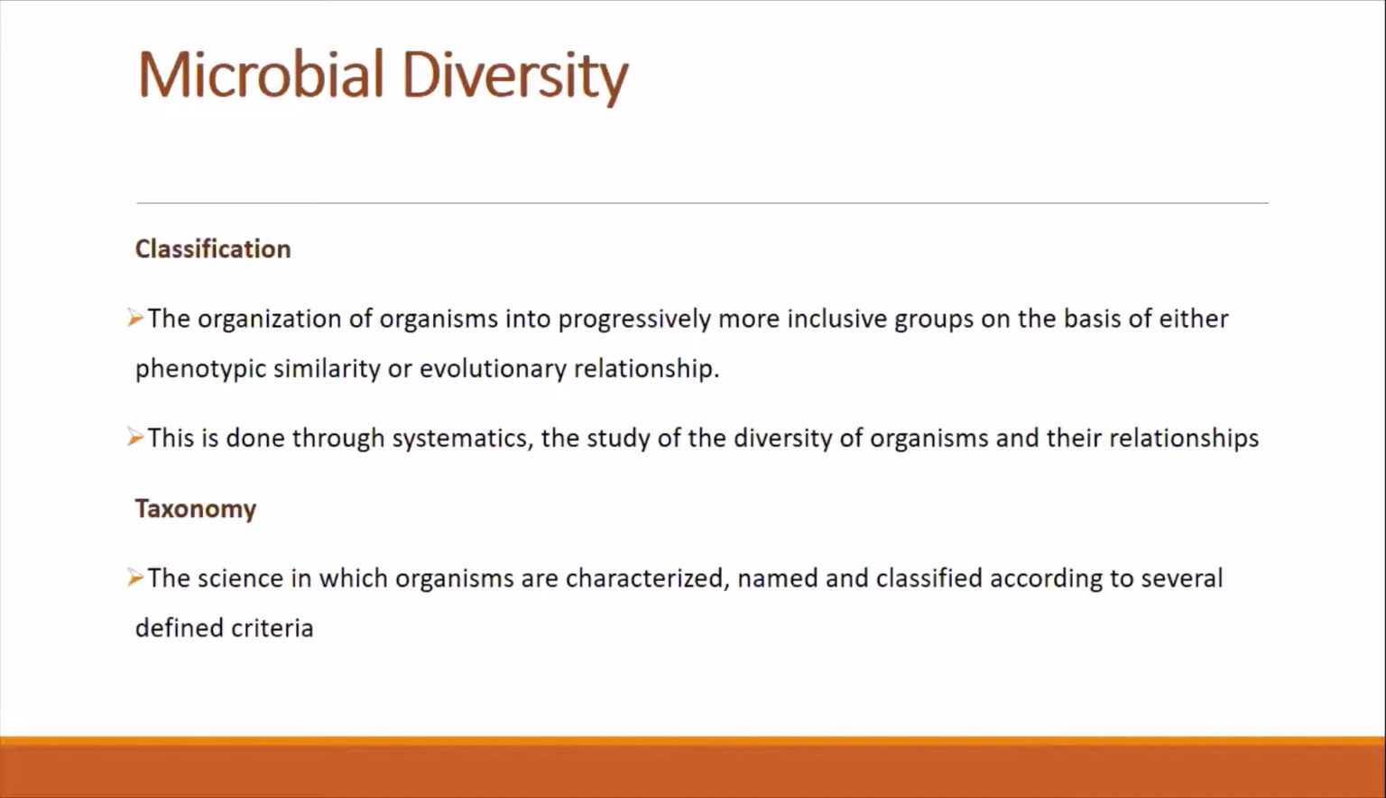So also classification, the classification of microbial diversity. Classification is the organization of organisms into progressively more inclusive groups on the basis of either phenotypic similarity or evolutionary relationship. This is done through systematics, the study of the diversity of organisms and their relationships. And taxonomy is the science in which these organisms are characterized, named, and classified according to several defined criteria.